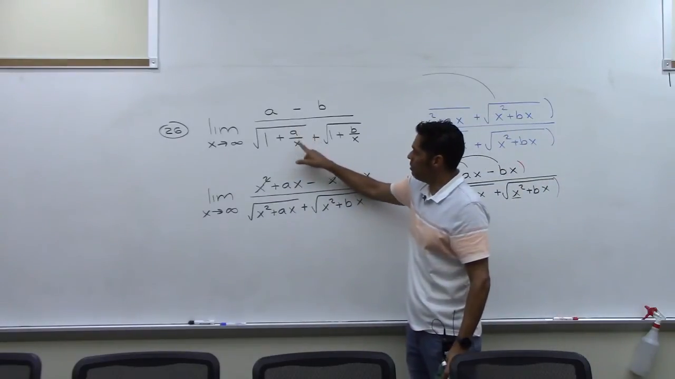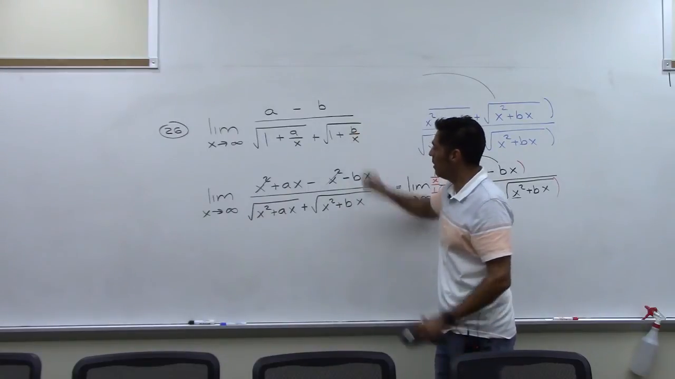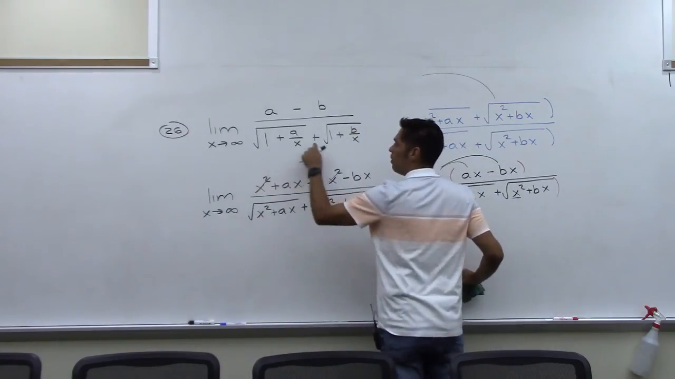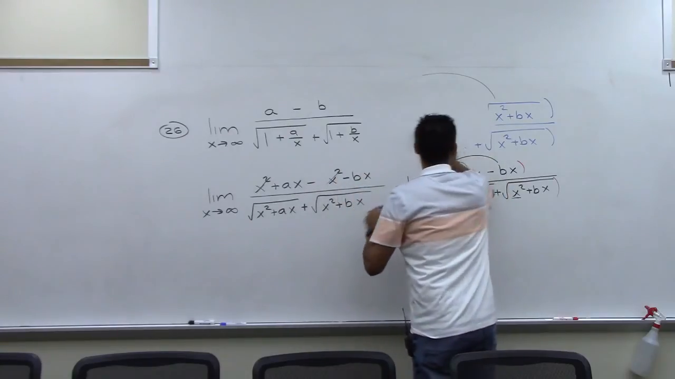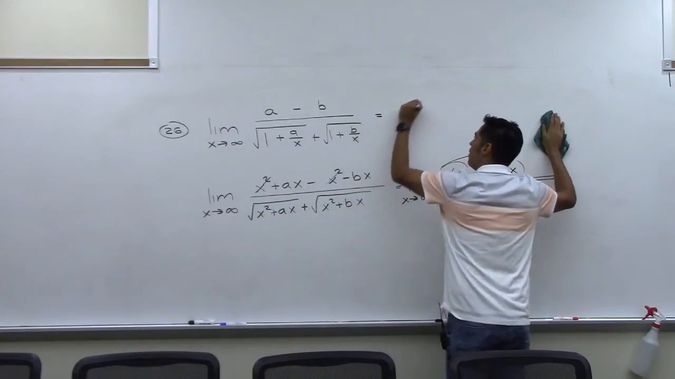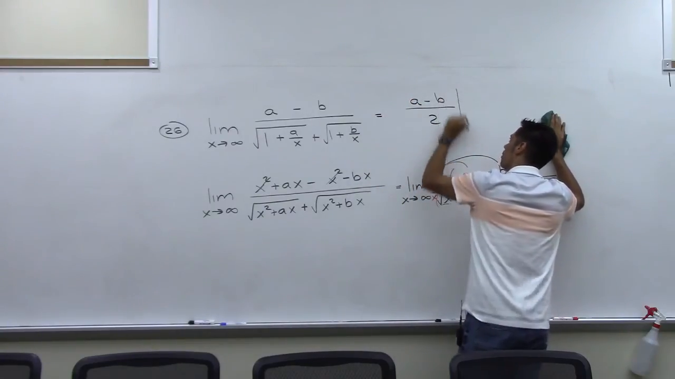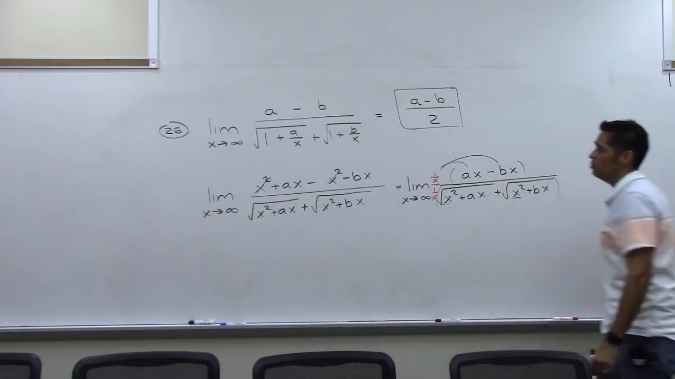Because this is a fixed number over infinity, that goes to 0. This is a fixed number over infinity, that goes to 0. And so all you're left with is root 1 plus root 1. And root 1 is 1. So this really is 1 plus 1 on the bottom. And the a minus b doesn't change. 1 plus 1 was 2. So you get a minus b over 2.